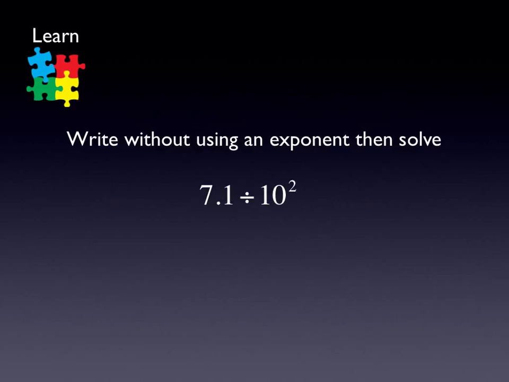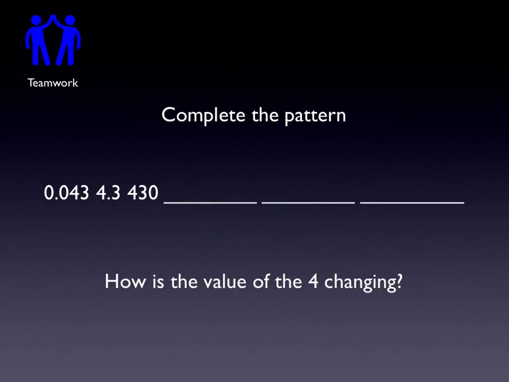Let's try this one with a decimal. So 7 1/10 divided by 10 to the second power, which is 100. I'm just going to move my place value over 2 places to the right because I'm dividing. So my answer would be 7,100.